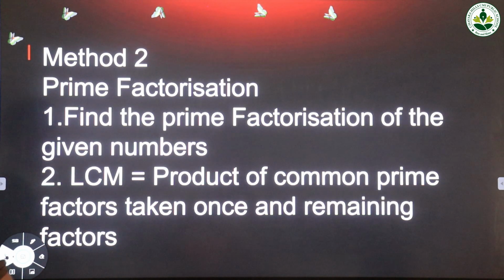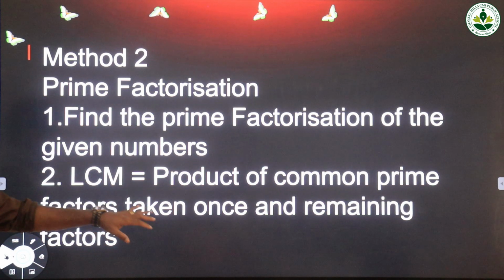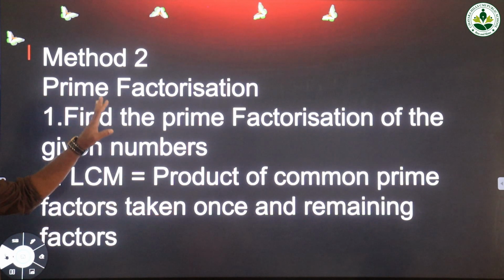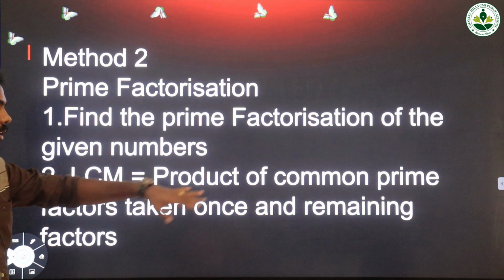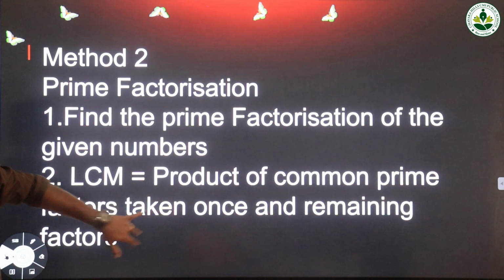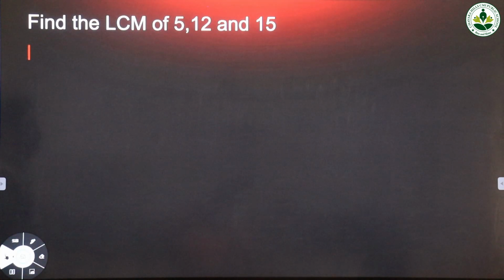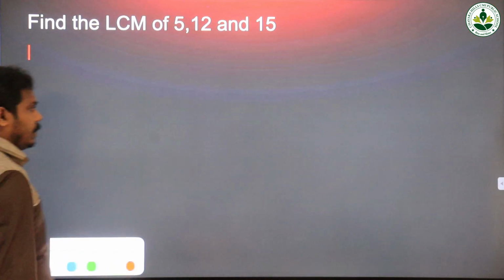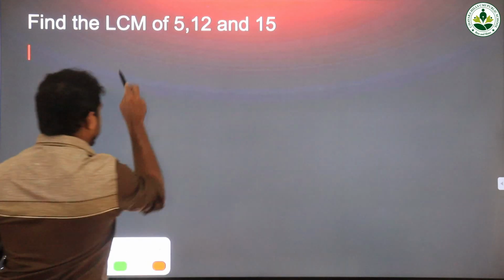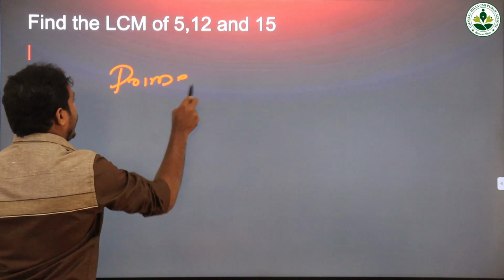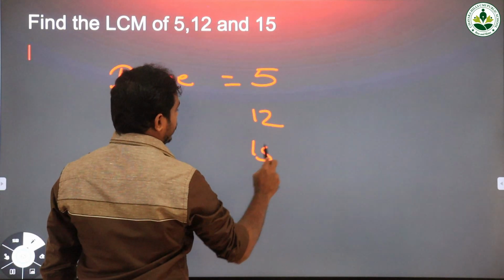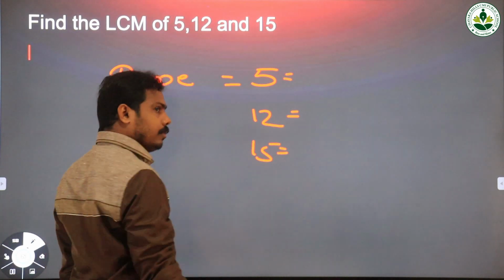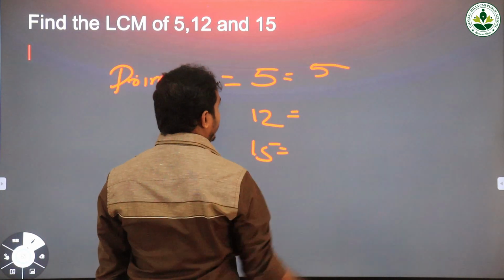How will you find the LCM? Product of common prime factors, the ones we used for the HCF, taken once, and the remaining factors. We can do an example. Here we need to find the LCM of 5, 12 and 15. First we need to find the prime factorization of the given numbers: 5, 12, 15. Prime factorization of 5: we know 1 into 5 is 5, so the only prime number is 5.